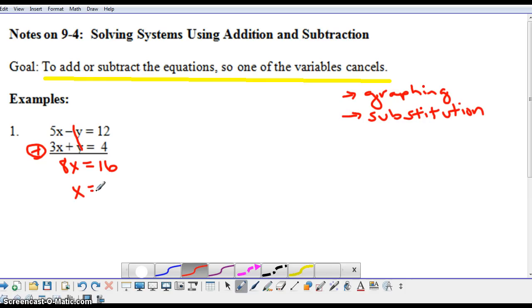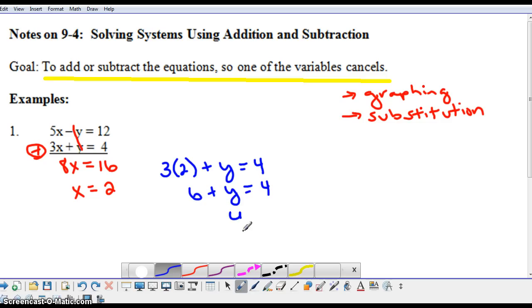Now to solve for x, we would take 16 and divide by 8. We would get x equals 2. But remember, we're not done yet. We need to go back and figure out the value of y. So I'm going to use our second equation here. And I'm going to take 3 times what we just found for x, which is 2, plus y equals 4. So you have 6 plus y equals 4.